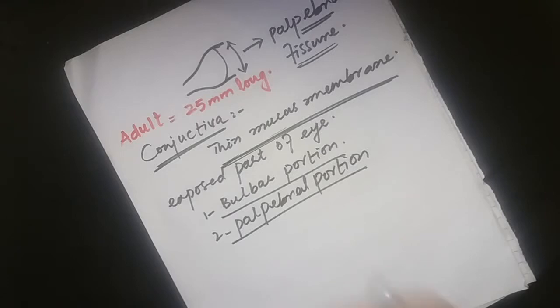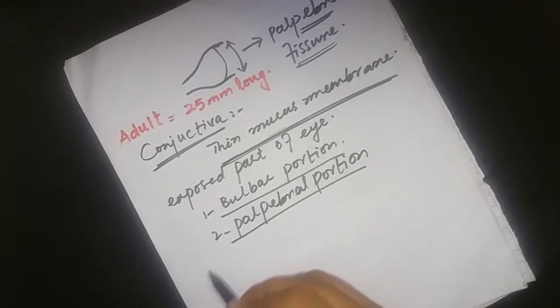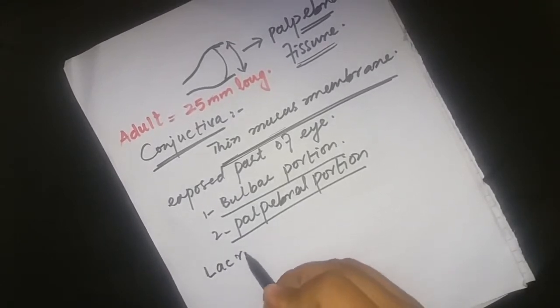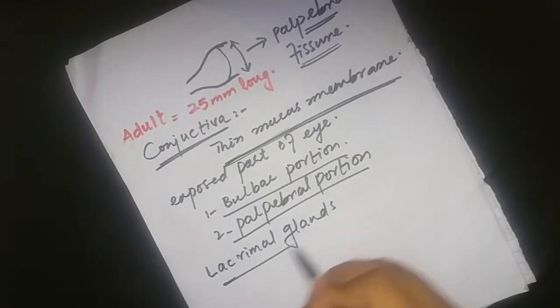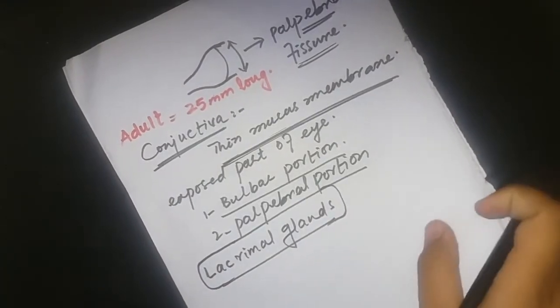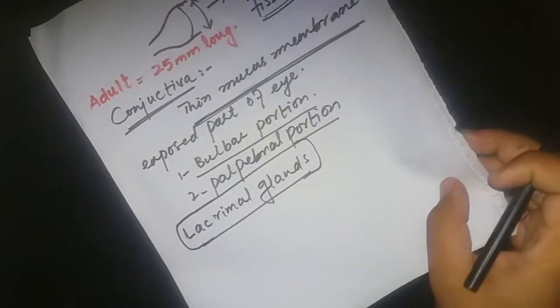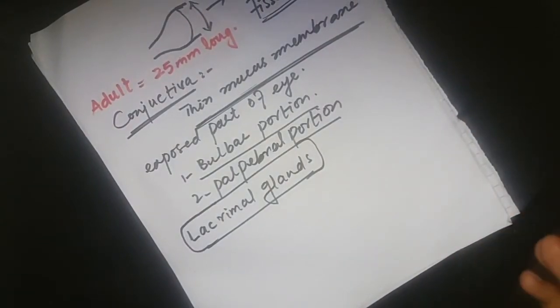Now there is also an important structure of the eye, which is known as the lacrimal glands. Lacrimal glands play an important role in producing tears. They produce tears when you are sad, and they also produce tears when you are happy. So tears can occur in both conditions, either when you are happy or when you are in a state of sadness.